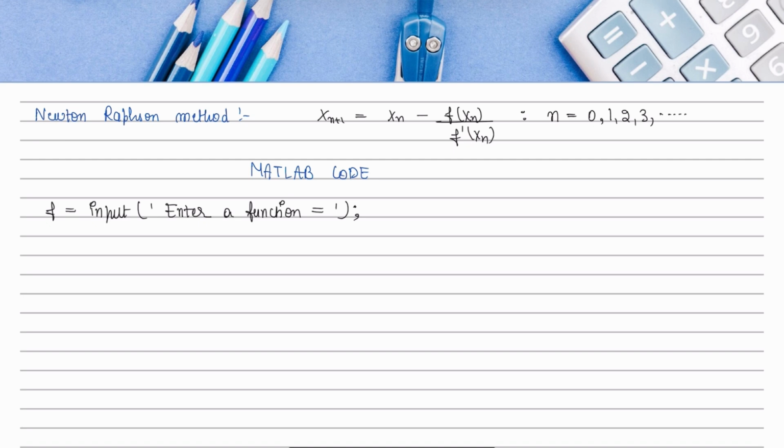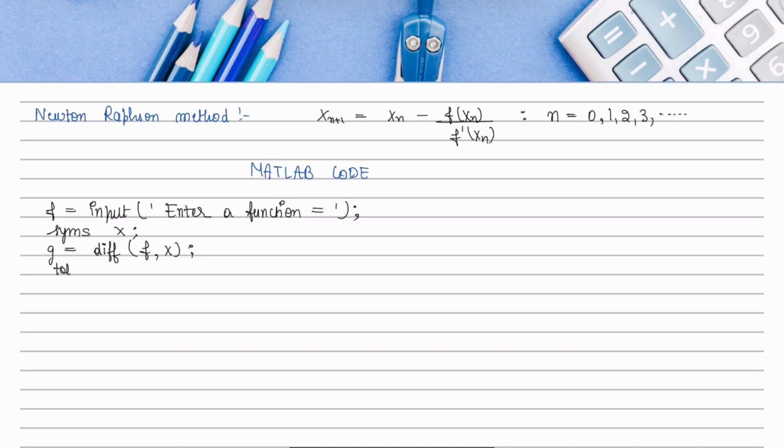Then we need to find the derivative of the function. For that we will use symbolic x, and then we will store the f dash value in g using the inbuilt function diff of f comma x, which will differentiate the function f with respect to x.